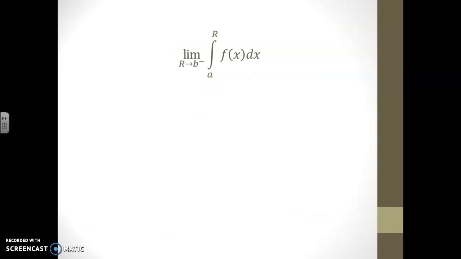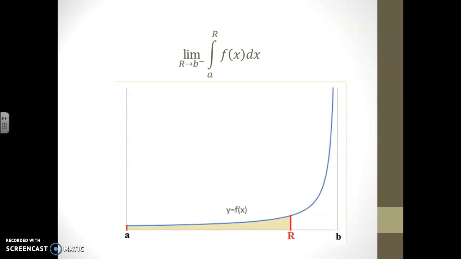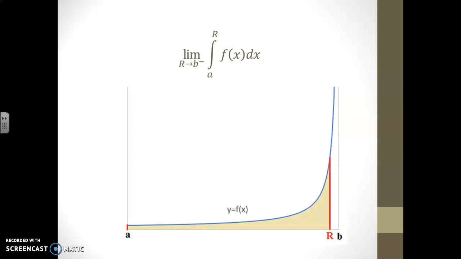Again, to visualize, think of the integral from a to b that we're trying to apply to a function, but where b has a vertical asymptote. So rather than doing that, we will set a boundary called R to the left of b and find the signed area over that portion, and then a limit process will move our boundary R towards b while remaining to its left.